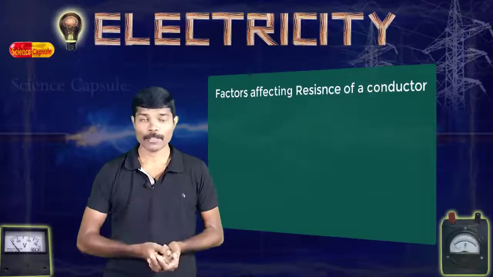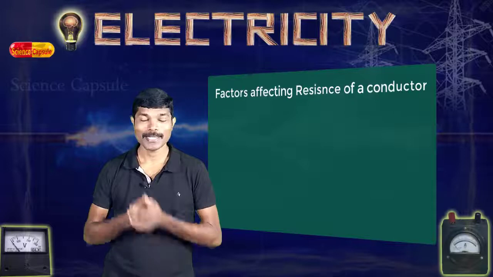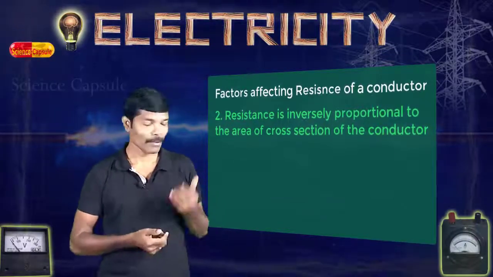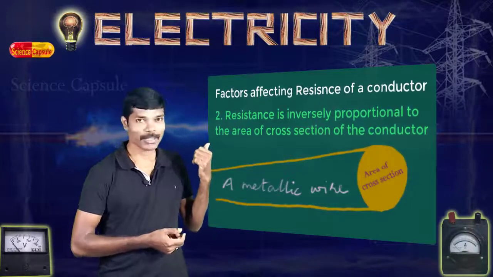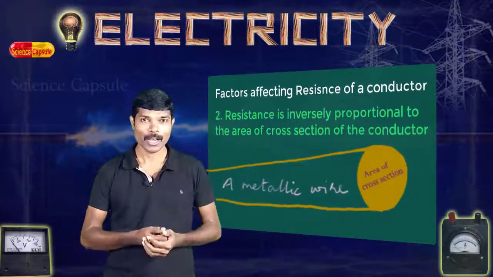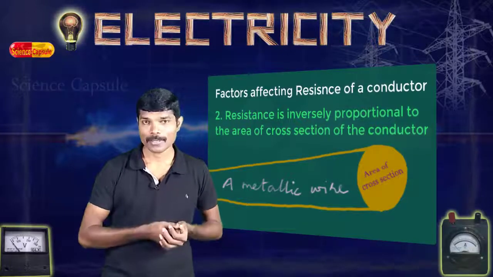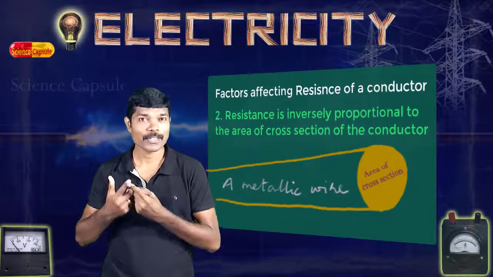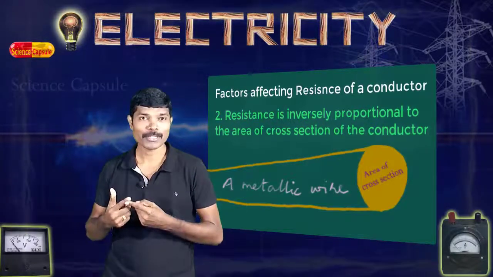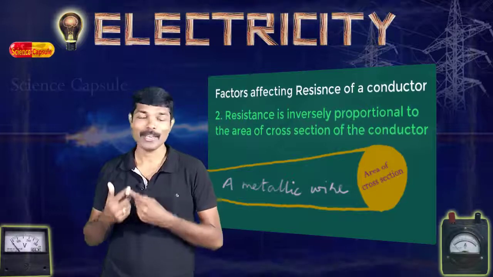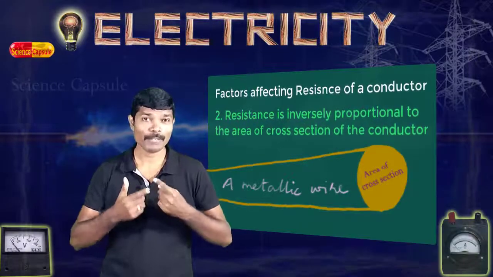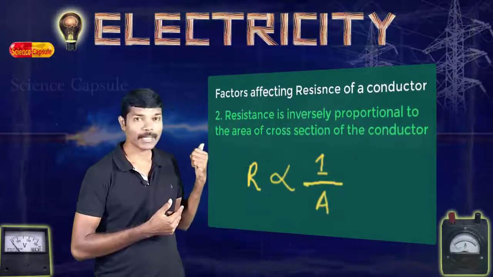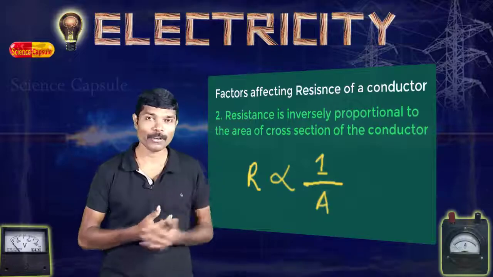Now the second factor on which the resistance of a conductor depends is area of cross section. Now here, what is area of cross section? Now look at the screen. Here the marked position is the area of cross section. How is it related to the resistance? If the area of cross section is increased, then the resistance will decrease. If the area of cross section is decreased, then the resistance will increase. So here we could see some sort of inverse relation, right? So we can say that resistance of a conductor is inversely proportional to area of cross section.